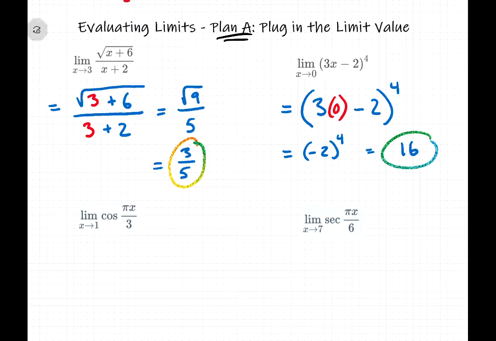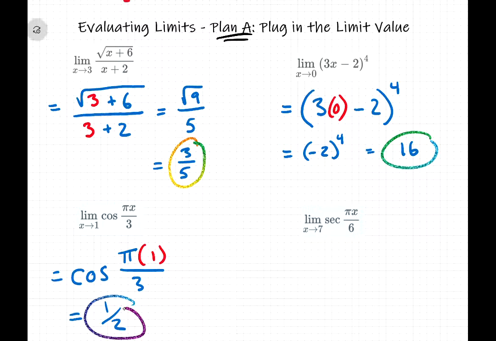Okay, same thing down here on the bottom left. The limit as x approaches 1 of cosine of pi x over 3. Well, direct substitution. That looks like the cosine of pi times 1 over 3, or just the cosine of pi over 3, and the cosine of pi over 3 is 1/2. Okay, simple as that. When you can plug in the limit value, or when you can apply direct substitution, these problems are not too bad.